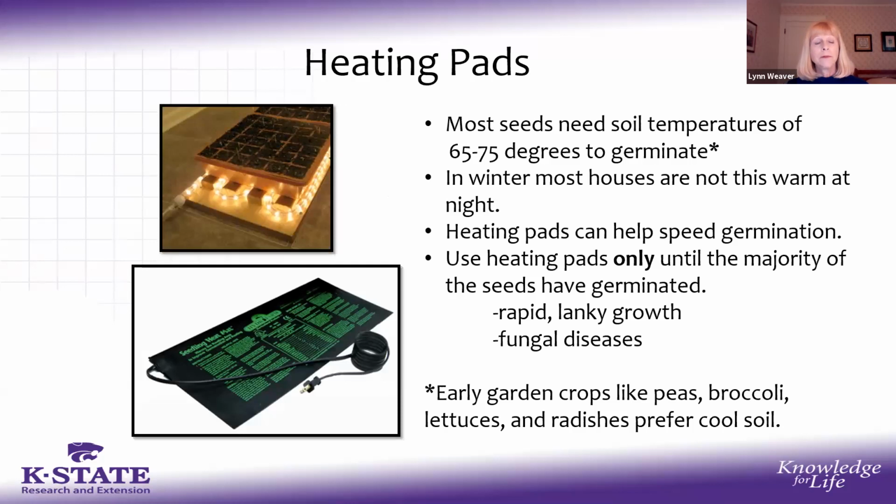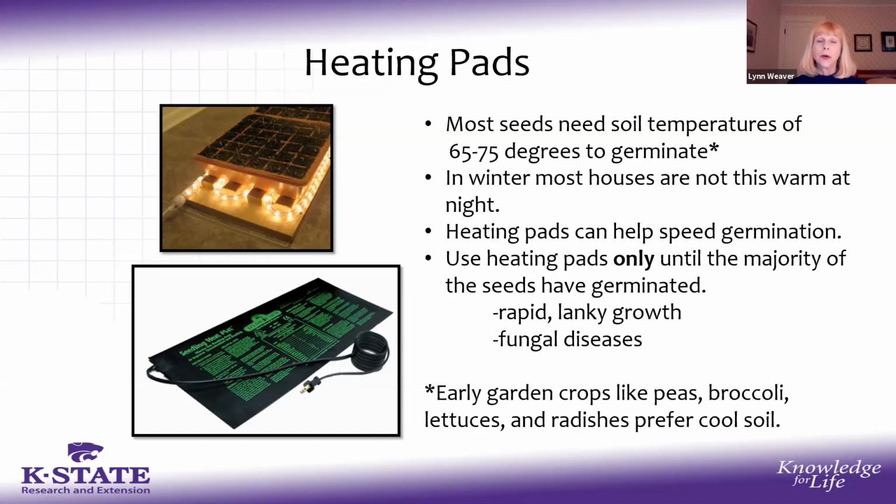Bottom heat is beneficial when you're germinating seeds. Most seeds need a soil temperature between 65 and 75 degrees to germinate, except early garden crops like peas and broccoli, lettuces, radishes, and other vegetables that like cool soil. So you're going to have those outside in the garden and not on your heating pad.